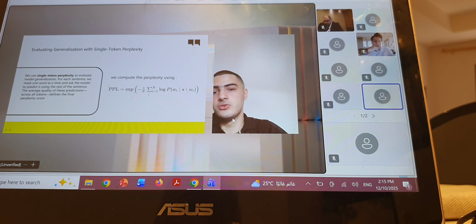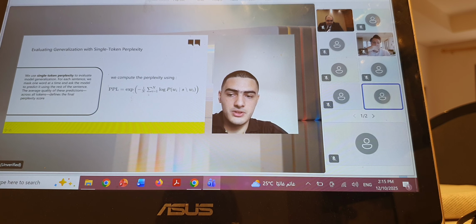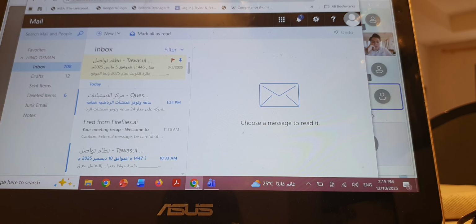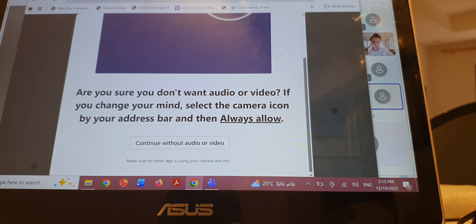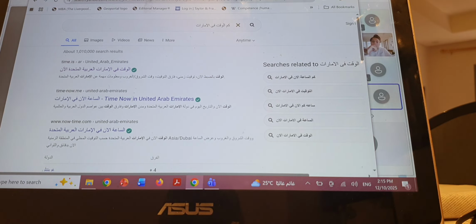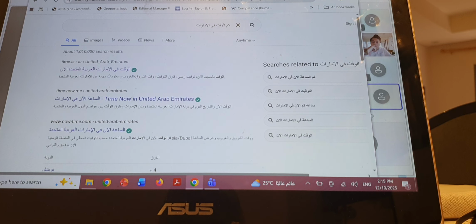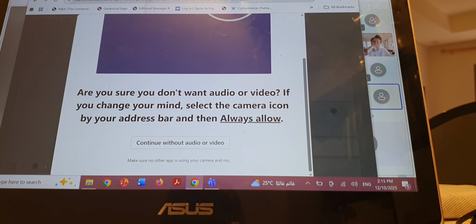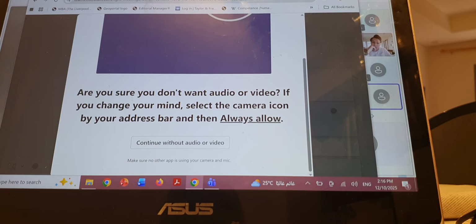And to evaluate this model, we'd use single token perplexity. So for each sentence, we mask a word at a time and ask the model to predict it using the rest of the sentence, and the average quality of these predictions across all tokens defines the final perplexity score. The perplexity score formula is simply the exponential of minus 1 over the total number of predicted words times the sum of the logarithm of the probabilities of the predicted words, which would eliminate the need for expensive labeled data.